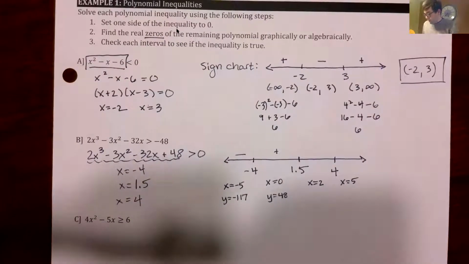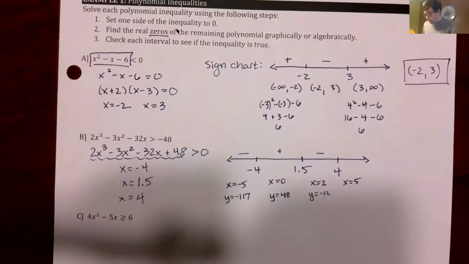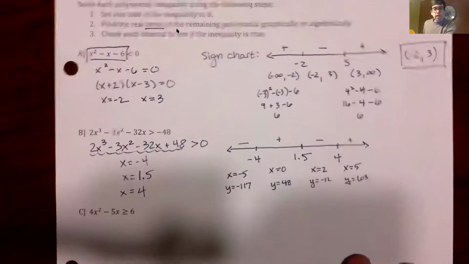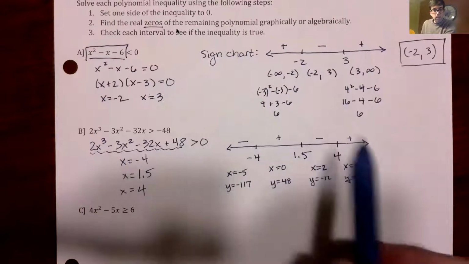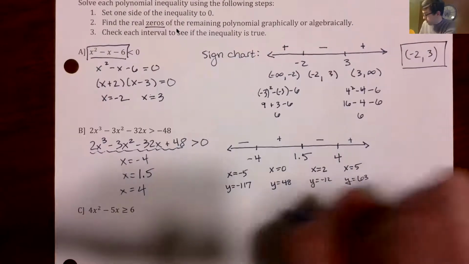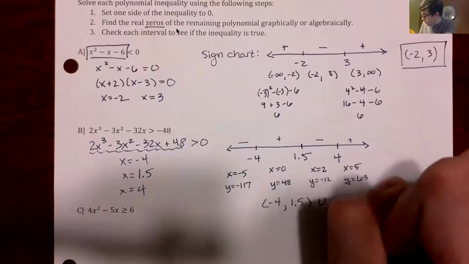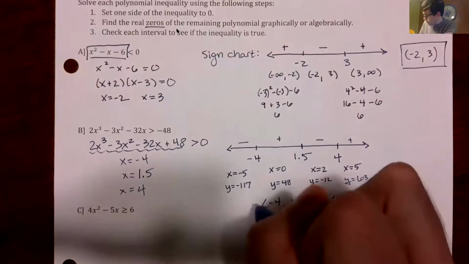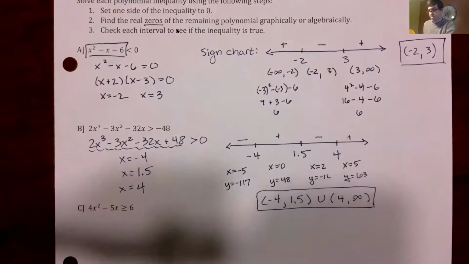If I plug in 2, I get -12. That's negative. If I plug in 5, I get 63. And that's positive. Okay? So we wanted to be greater than 0. So we are interested specifically in the positive intervals. So our final answer is going to be from -4 to 1.5, union from 4 to infinity. That's the 2 intervals that have positive y values.